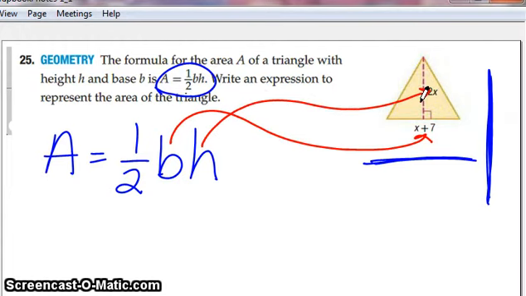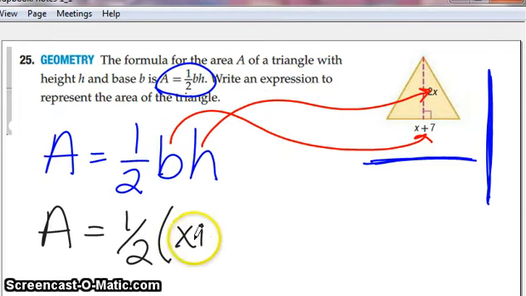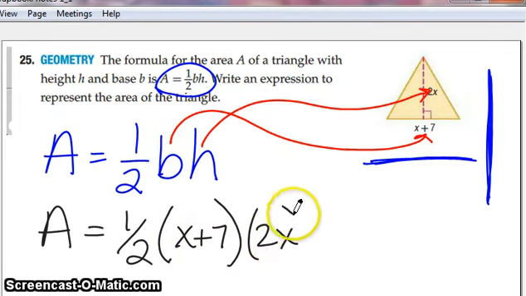So we fill it in to our formula. So we should be able to say area is 1/2 times our base, which is x plus 7, and our height, which is 2x. And that is a pretty good expression. Now, could we do anything else to that? Yeah, we could. There's a couple different ways we could do that. And I'll probably start out tomorrow with, what are some ways that you would multiply it together? So be able to answer that when we get to class.